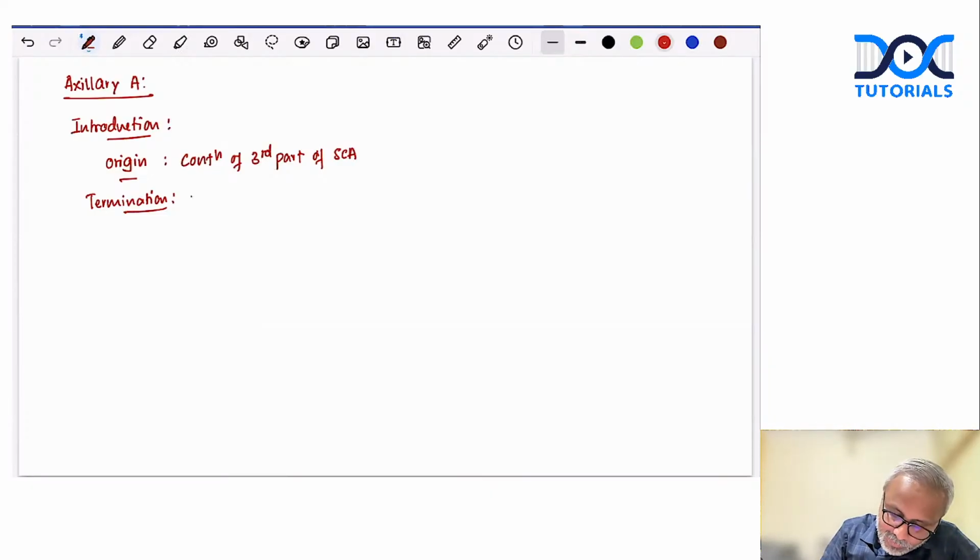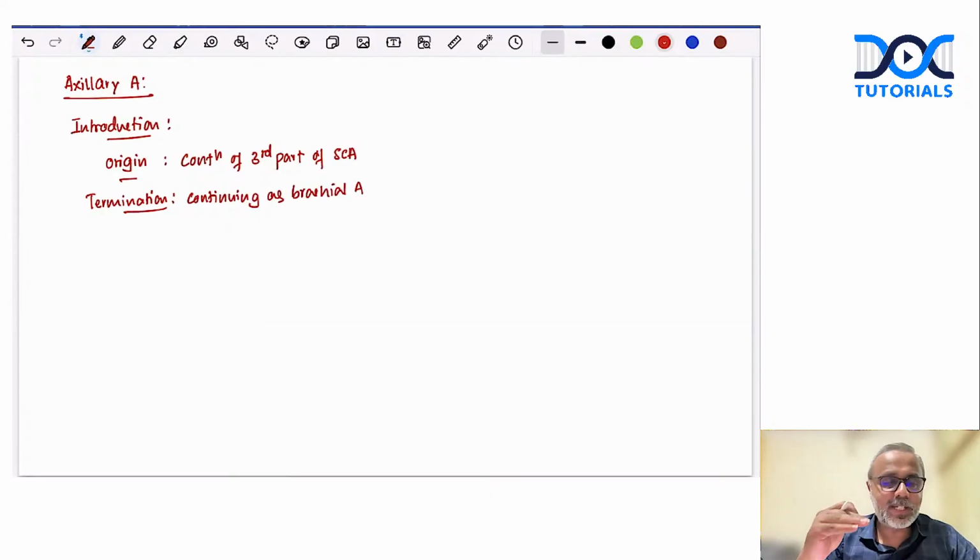Remember, it terminates by continuing as what? The brachial artery, right? So if one mark has been set, let's say for origin and termination, you already have your marks in the bag. This is applicable to any artery that we learn in the body. How does it originate? How does it terminate? Then from where to where does it extend?